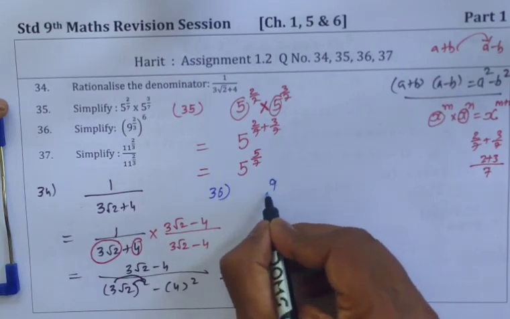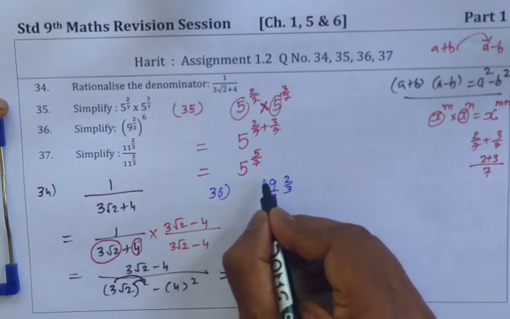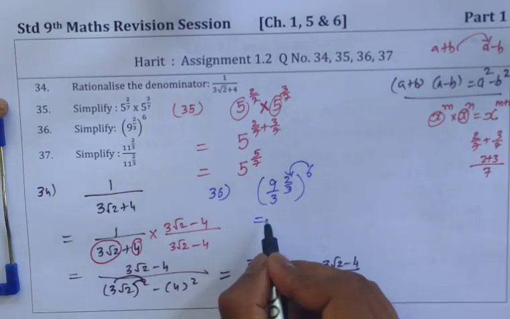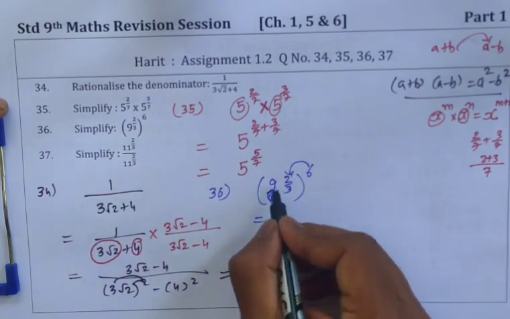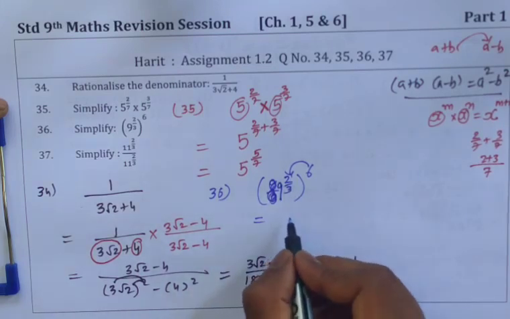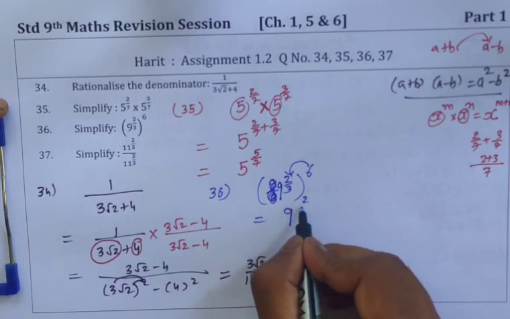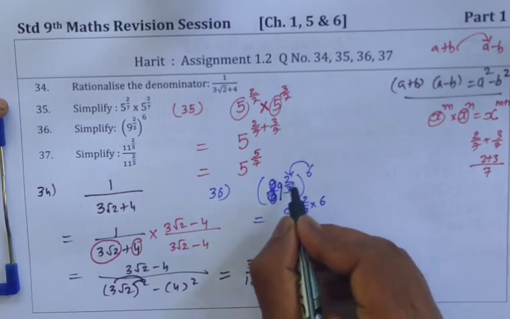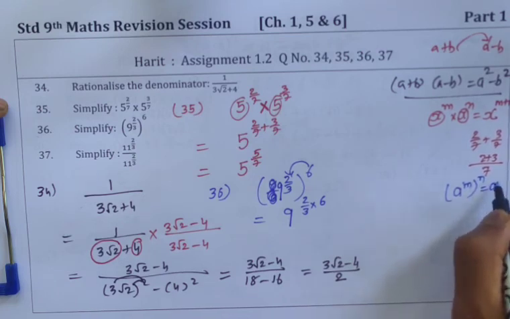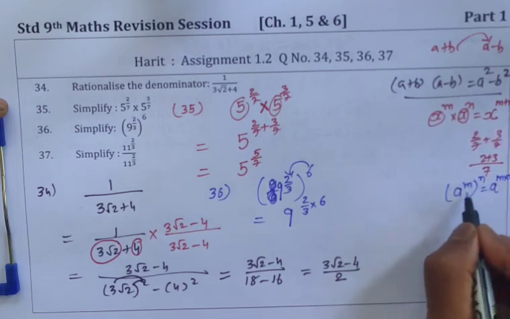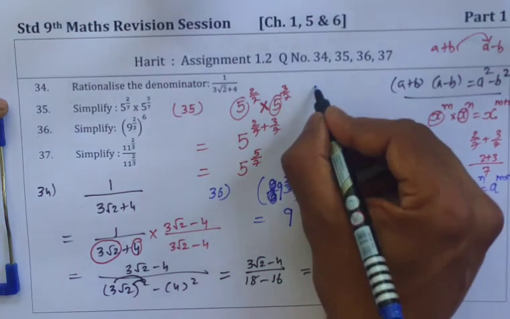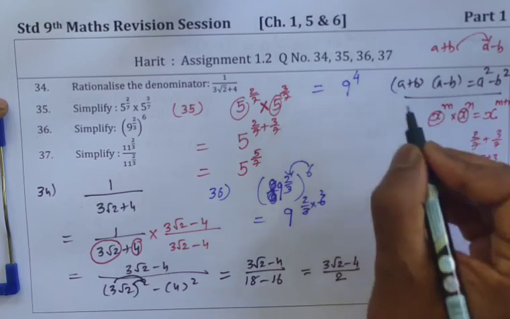36. 9 upon 3 to third power whole raised to 6. This is power of power. So, sorry, it is only 9. 9 to third power of 9. Alright. So 9 raised to 2/3 multiplied by 6. Right? A raised to m whole raised to n is a raised to m multiplied by n. Power of power. 3 1s are 3, 2s are. So what you got? That is equal to 9 raised to 4.